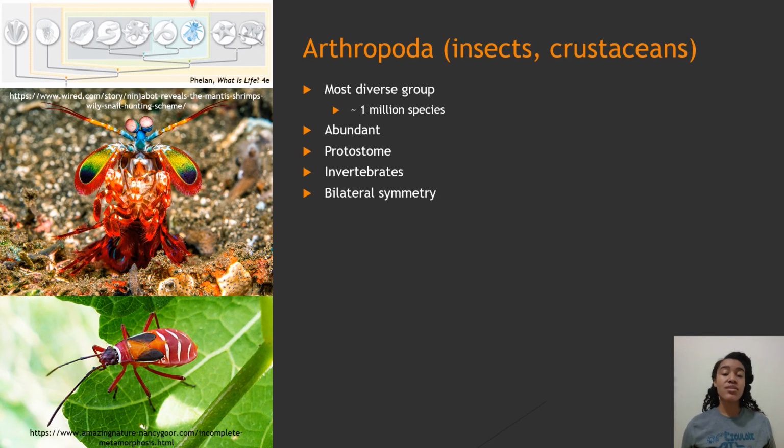So before I mentioned that the organisms that were in the phylum Mollusca, or the molluscs, were the second most diverse group of animals on the planet. And they were only second to arthropods. So now we're going to talk about phylum Arthropoda. Some organisms that fit within this phylum are insects and crustaceans, but there are various other members of this phylum as well. In addition to being the most diverse group, they're heavily abundant.